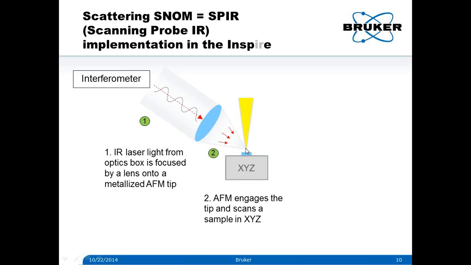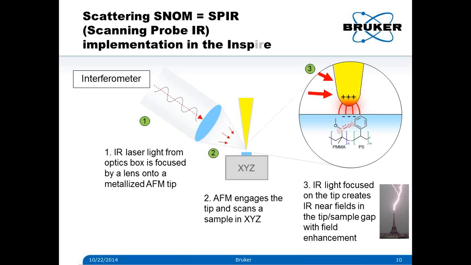The tip is fixed in space. In this way it's aligned to this incoming beam all the time. And then what's happening is that this tip gets polarized and you have a lightning rod effect, similar to lightning striking into the top of the Eiffel Tower. You have field concentration at the very top, or in this case the very bottom of your tip. So you have very high field amplification here in the near field region between tip and sample.